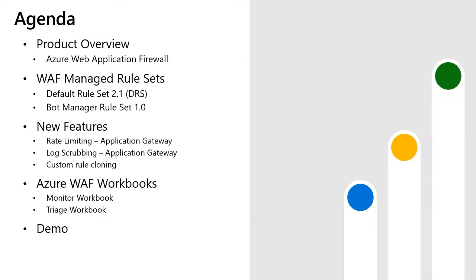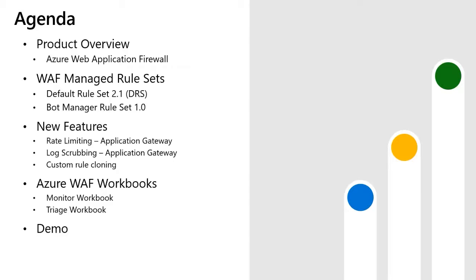Today, we're going to explore several key areas. We'll start with a brief overview of Azure WAF and its pivotal role in securing web applications. Following that, we'll introduce the new DRS 2.1 and discuss its updates and enhancements in detail. We'll also cover the practical implications of these changes and how you can leverage them for better security.